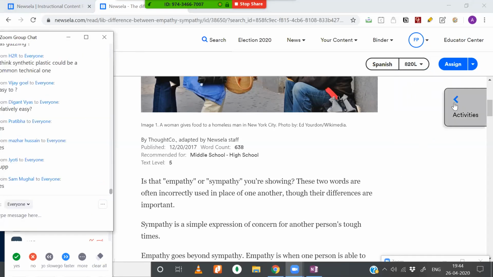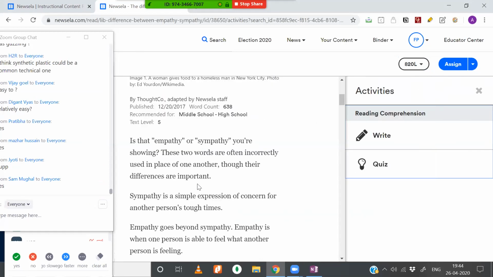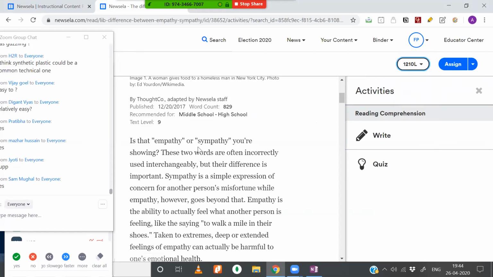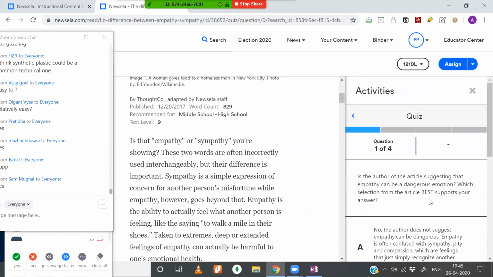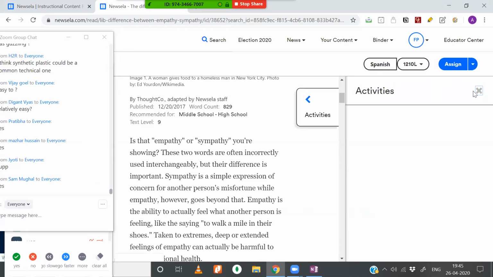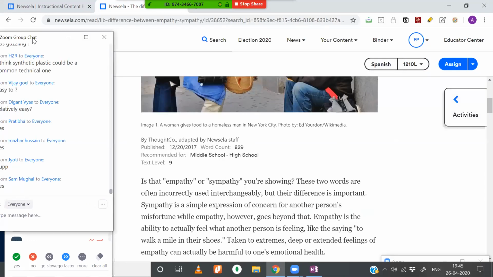Okay, and you also have activities here. So once you completely read the passage, based on your level, you can choose a level. If you feel that you are already at a very good level, you can go for a higher level and then read the passage. That will help you to polish your already good writing skill or reading skill, and then you can come back and answer these quiz questions. There are reading comprehension questions which you can answer. All right, so newsela.com. This is a pretty good website.